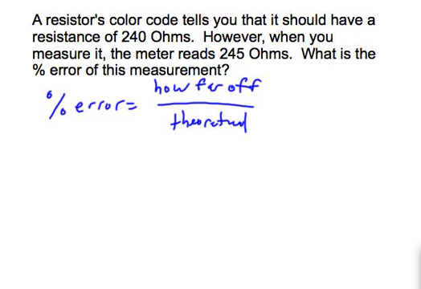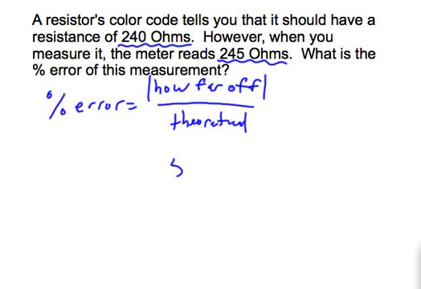The other thing is when we talk about how far off we are, we're always going to make that a positive value. So we're going to call it the absolute value. So let's look at this. In this case, it says the resistance should be 240 ohms, but we're getting a reading of 245. So the question is, how far off are we? We're 5 away from what the value is supposed to be.